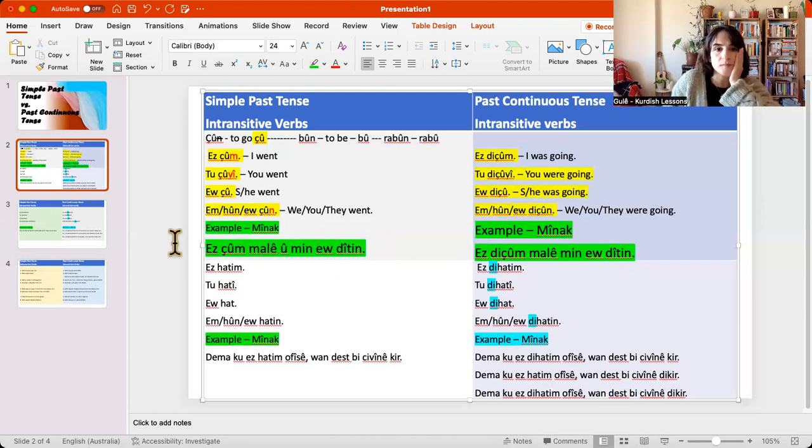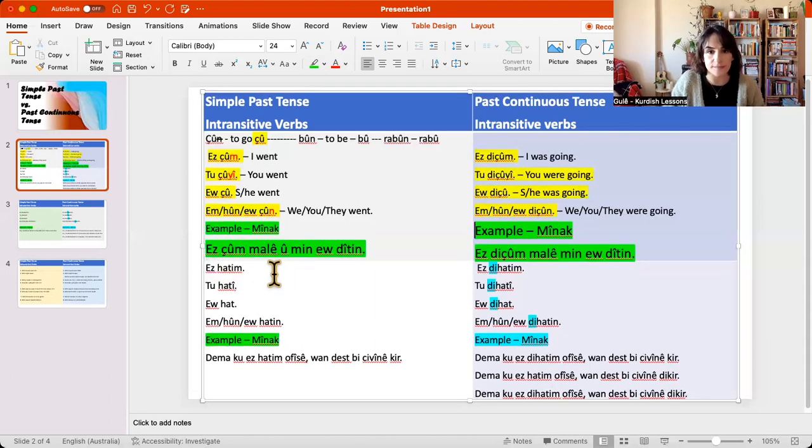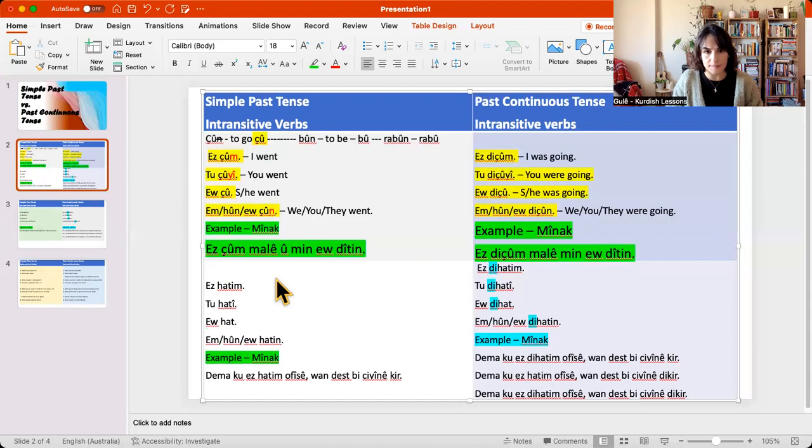And another word, hatten. As you know, it is intransitive as well. So I will show you the finding step. Hatten is to come, not to go. To come, right? Hatten is to come.